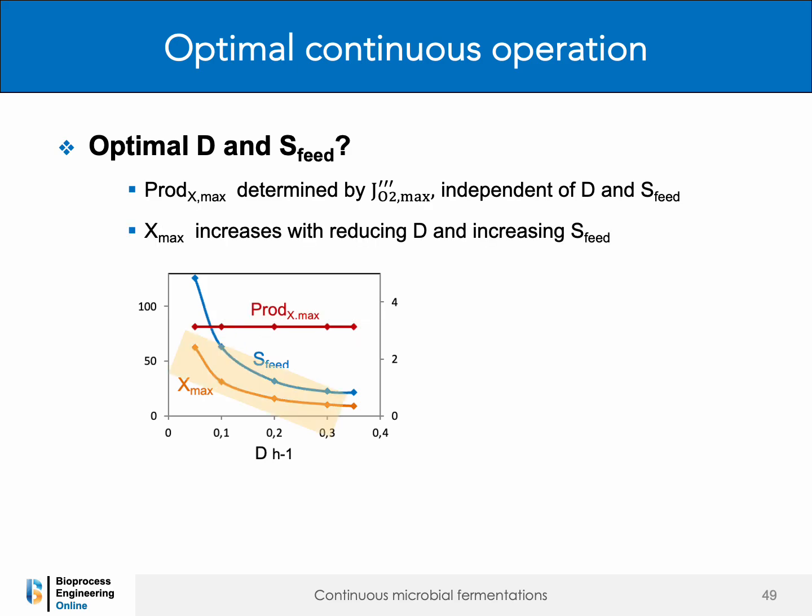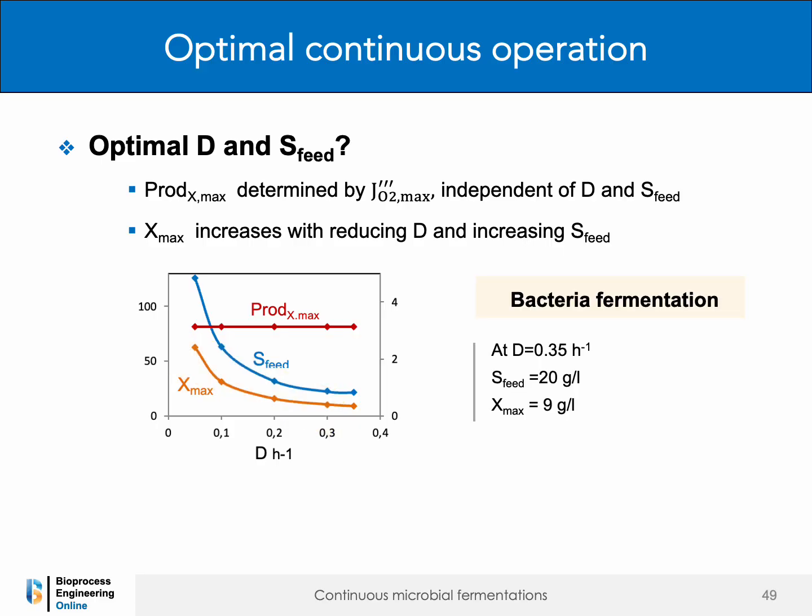At this maximal productivity, it may be advantageous to increase the steady-state biomass concentration X max by reducing the dilution rate. This strategy requires increasing the sugar concentration in the feed in order to sustain the higher biomass level. For example, at D equals 0.35 hour minus 1, a biomass concentration of approximately 9 grams per liter can be achieved, with a feed sugar concentration of about 20 grams per liter.